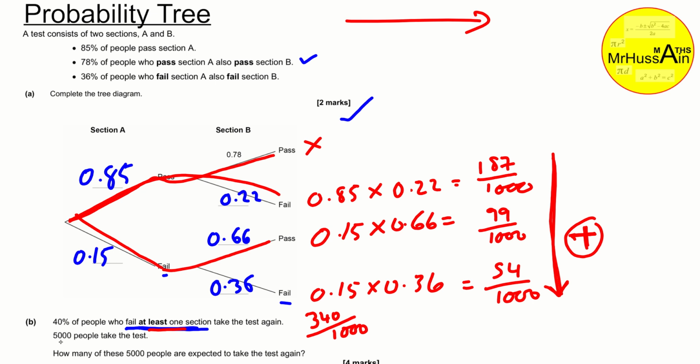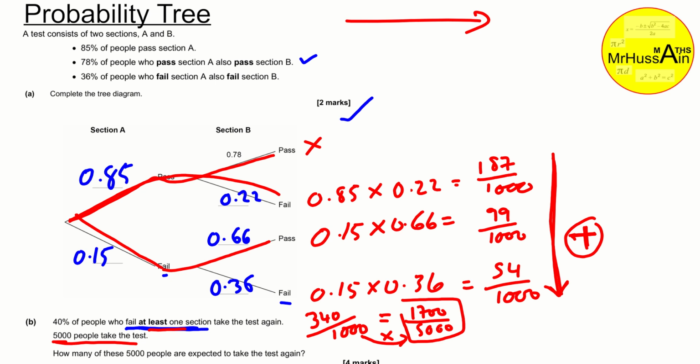Now, apparently 5,000 people take the test. So 340 times 5. So that means 1,700 people out of the 5,000. What did we do? We just multiplied it by 5 to get to 5,000. So if we multiply that by 5, we must multiply the 340 by 5. So we know 1,700 people fail at least one section of the test.